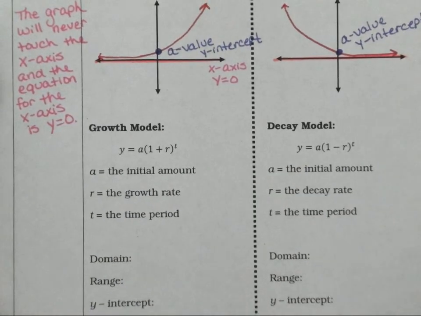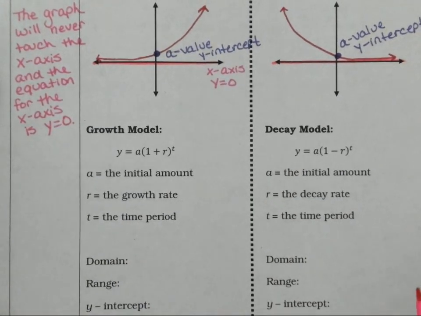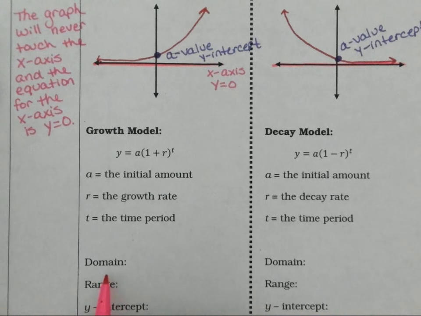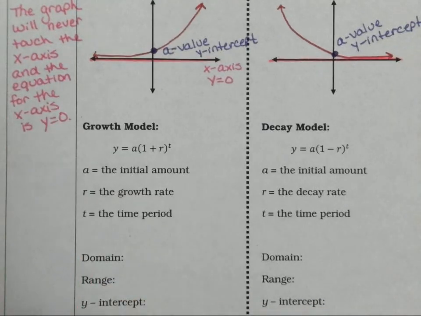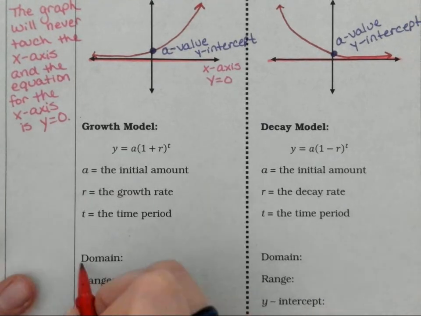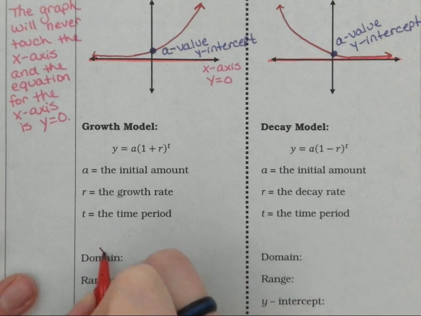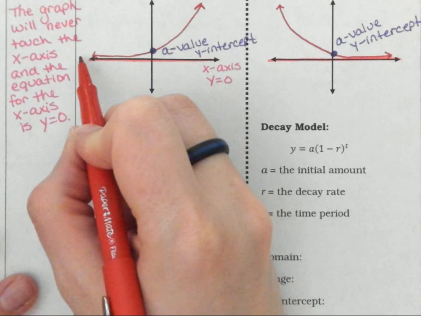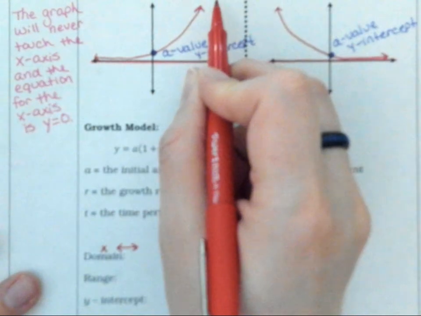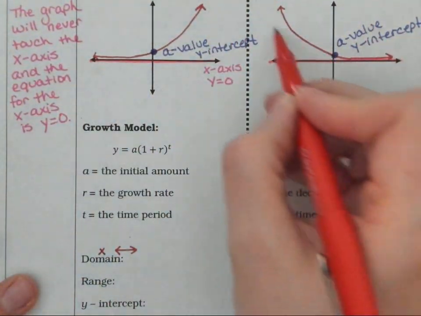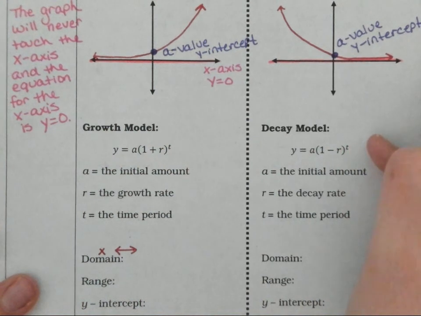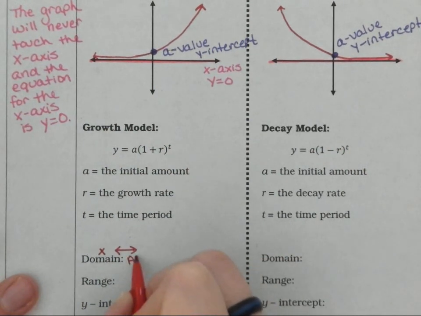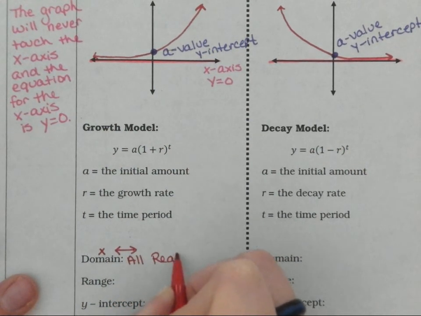All right, on both of these, we're going to come down here and talk about domain. Domain is all of your x values. So what's my graph doing from left to right? Here it goes to the left forever and it goes to the right forever. Also on the decay function, it goes to the left forever and to the right forever. So my domain is all real numbers.